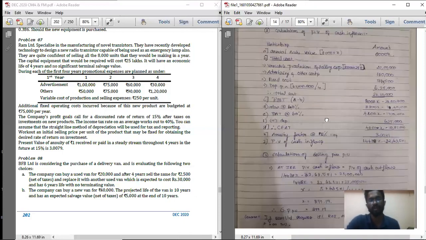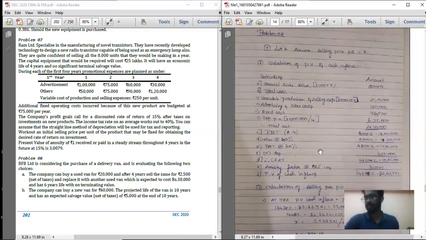So that is problem number 7. With that, we have completed problem number 7. Till now we have completed problems 1, 2, 3, 4, 5, 6. One problem has been cancelled. 7 is over.